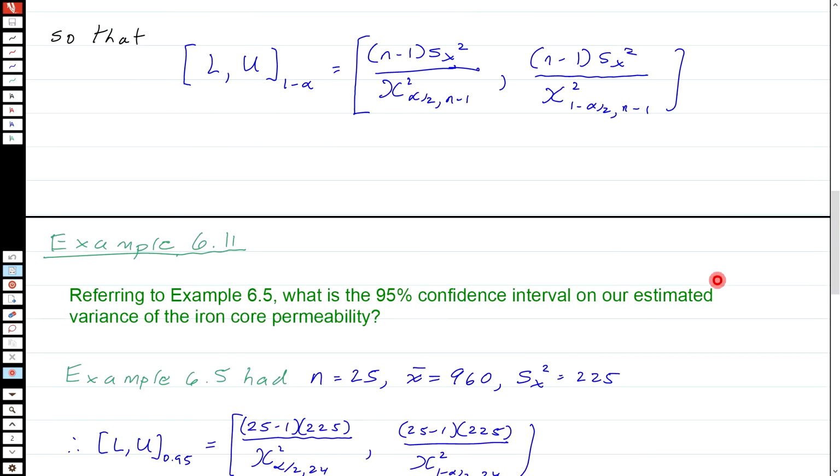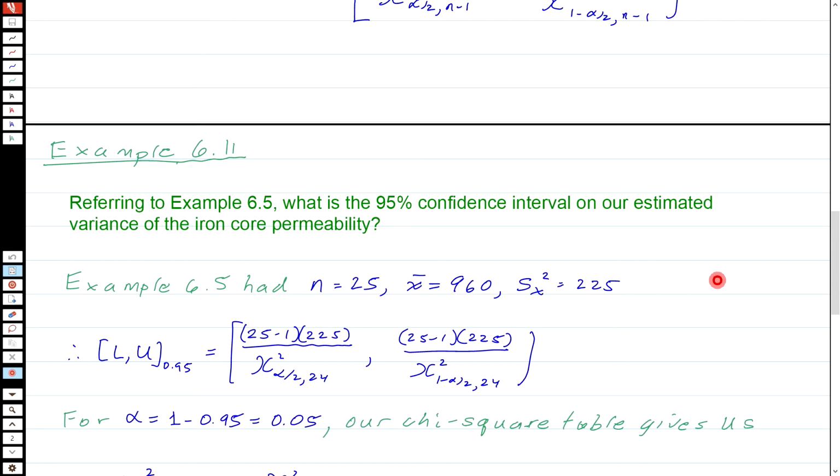We'll illustrate this with an example. If we refer to example 6.5, which is another one in the series of the iron core permeabilities, the question is, what is the 95% confidence interval on our estimated variance of the iron core permeability? Example 6.3 was the original one, and there we had assumed that the true variance was known to be 225. In example 6.5, we said, suppose we didn't know the true variance, but we had estimated it to be 225, then sx squared is 225.